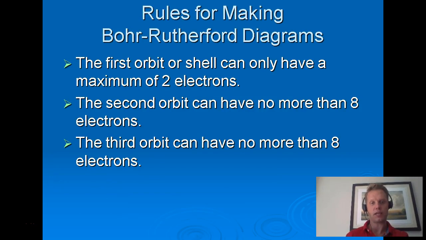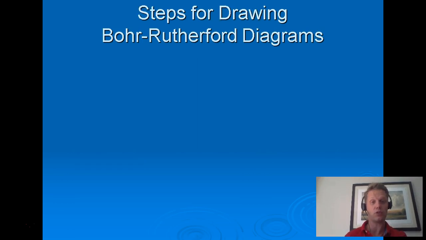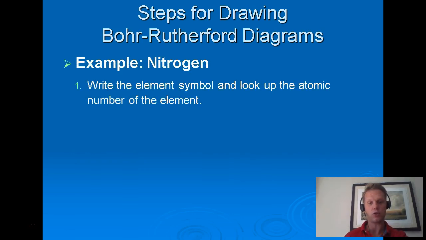Okay, so like I just said, the rules for making these Bohr-Rutherfords, which we're going to make, is we have to show all the protons, electrons, and neutrons. And if we're going to place the electrons, we have to place them in orbits or shells. The first shell can hold 2, the next shell can hold 8, and the third shell can hold 8 as well. So if we're going to draw it, we want to show nitrogen. It's an example here.